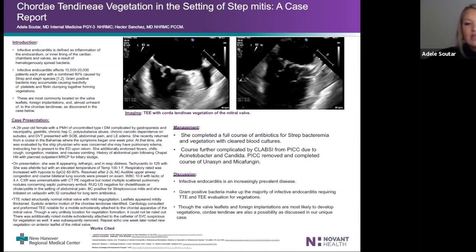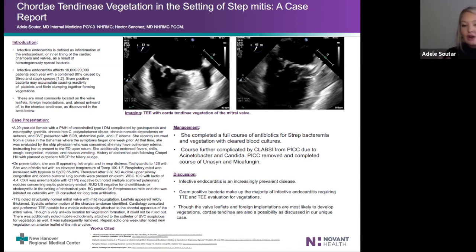The imaging you see at the top of the slide was much more evident on an actual echo that was moving, but you can see on the left, which is the better picture, the tendineae there, and it's very thickened, very prominent. And you can see how far it extends on the right, down. That thickened portion was the actual area they were concerned had the vegetation itself, and that was from the TEE.